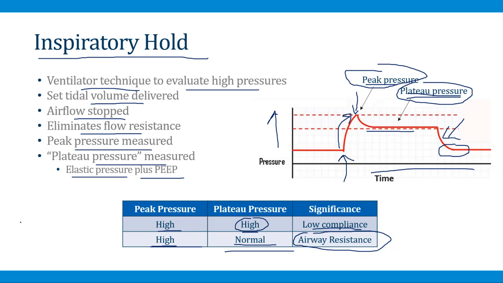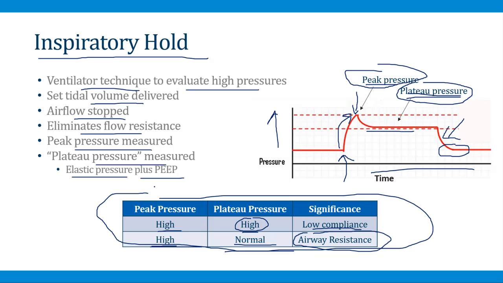So the big picture here is that by doing an inspiratory hold, you can get this data like I've shown in this table, and that will tell you whether the problem is that the patient has stiff lungs from their lung disease, or whether the problem is mucus plugging and something related to airway resistance.